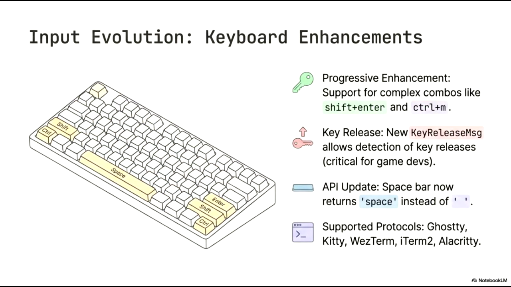Input evolution is taking a major step forward with several key enhancements to keyboard handling. We now offer progressive enhancement with support for complex combinations like Shift plus Enter and Control plus M, enabling more sophisticated shortcuts. Additionally, the introduction of KeyReleaseMsg allows developers to detect when a key is released, which is a vital capability for game development. We have also refined the API so that the spacebar now returns the explicit string, space, rather than a simple empty character. These updates are compatible with a wide range of protocols, including Ghostty, Kitty, WezTerm, iTerm2, and Alacritty.